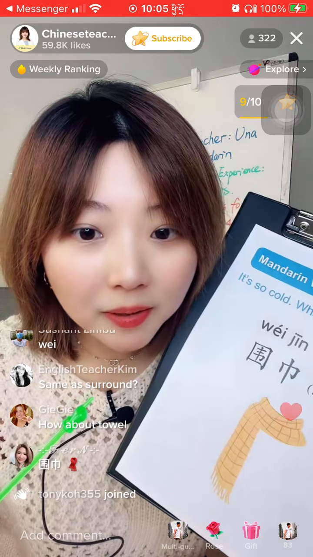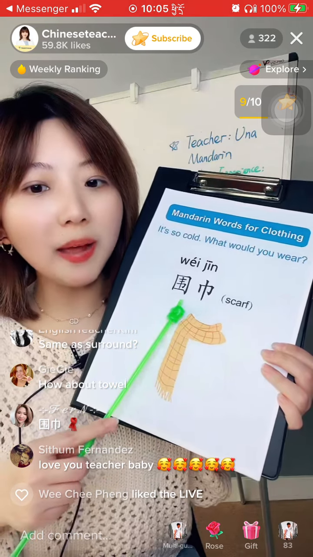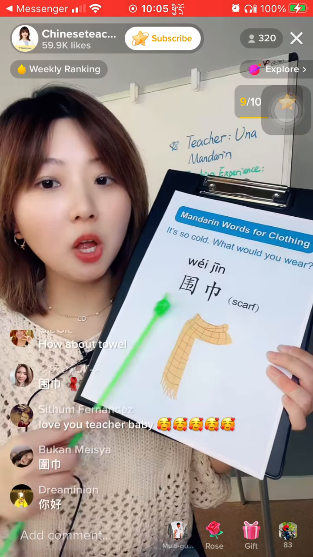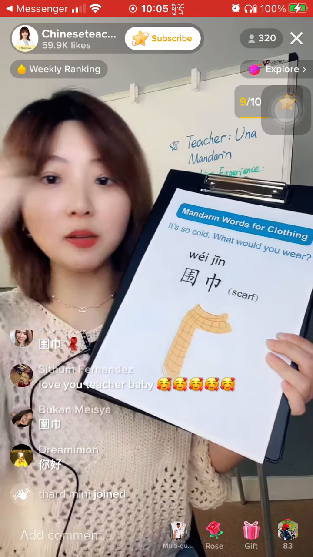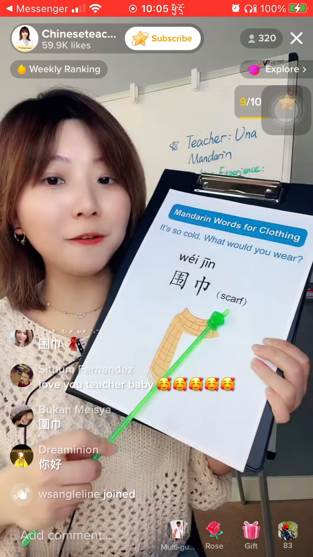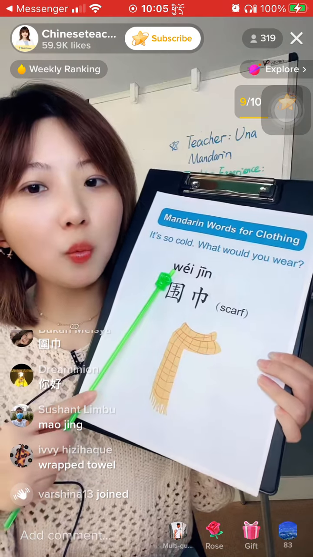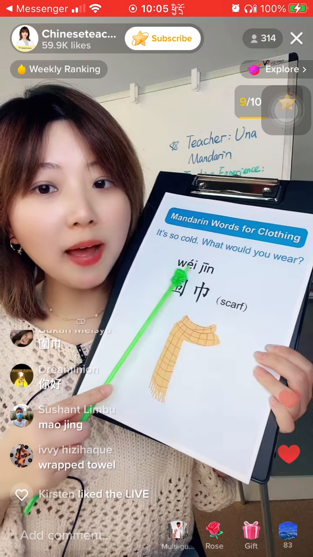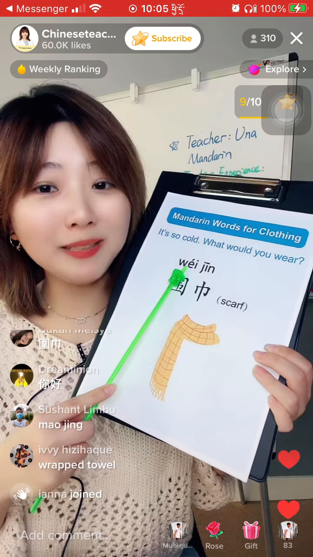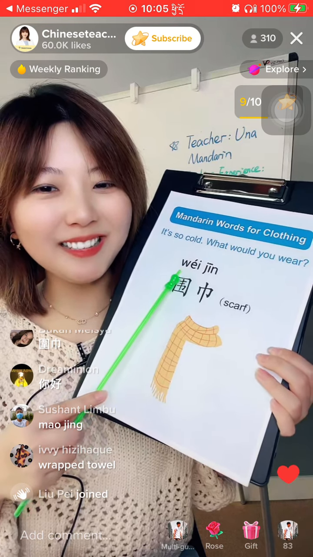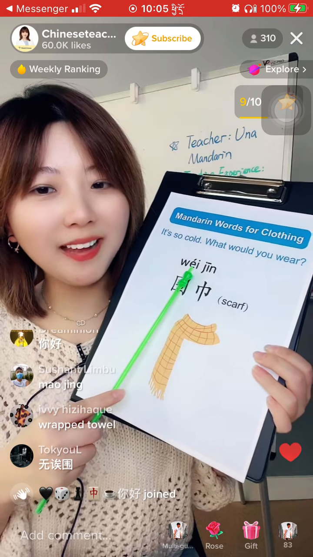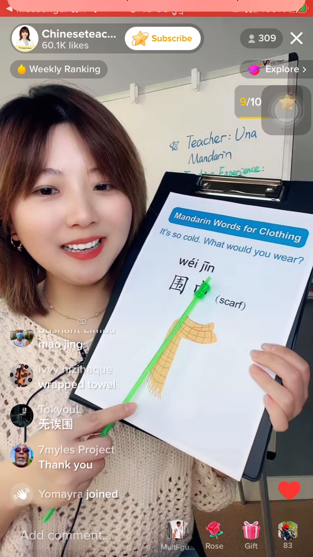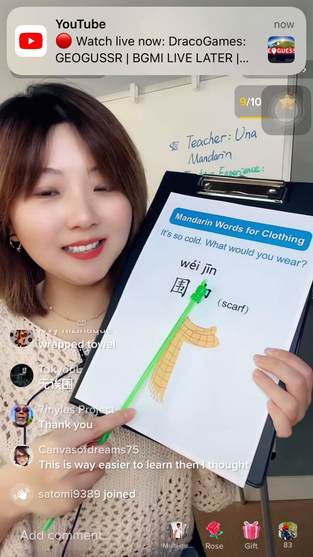Yes, 围巾 is to wrap around. Exactly, very good. Towel, 毛巾. Towel 是毛巾. 围巾, 围 specifically means wrap around. So it has to be scarf. 围巾, 非常好. Everybody, let's say 围, 围, 围. Wrapped towel, but it's scarf, right? Now this one, 巾, 巾, 巾, 非常好.